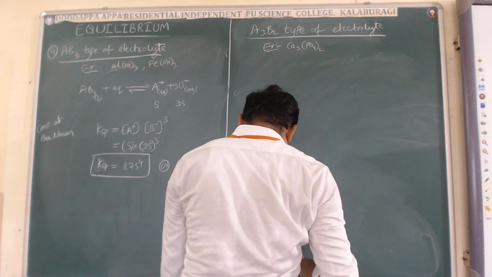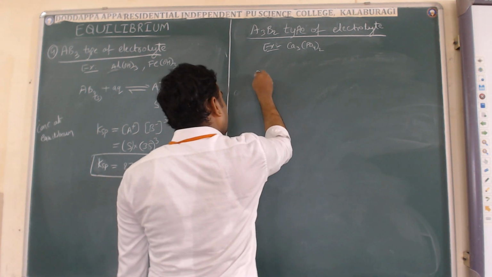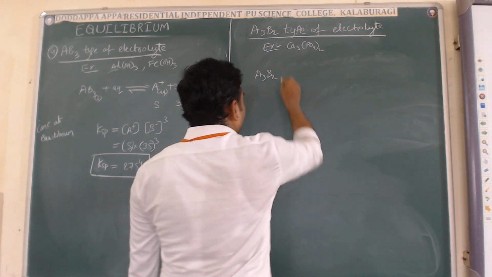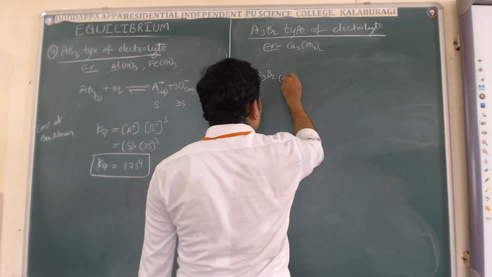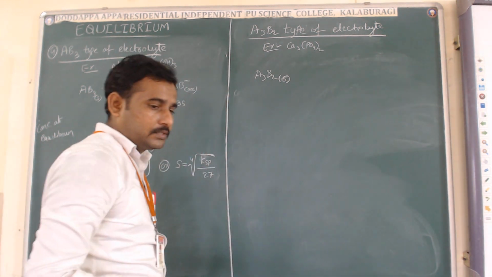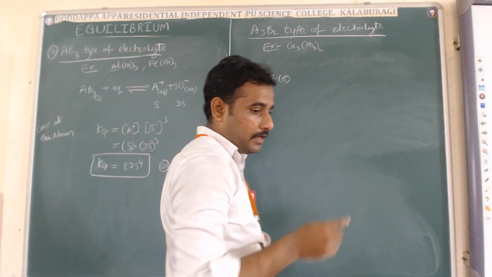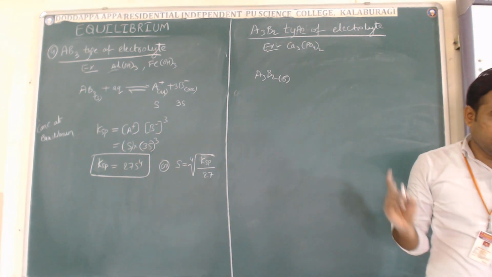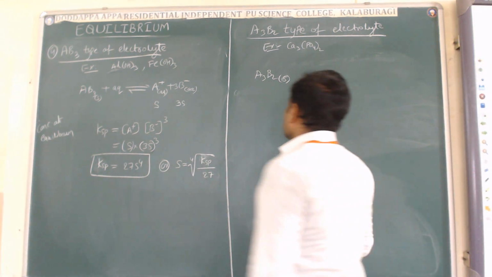Next you have to write down A3B2. When it is in the form of solid, this is one salt. A3B2 is one salt, like AB, AB2, A2B, AB3. These are types of salt.